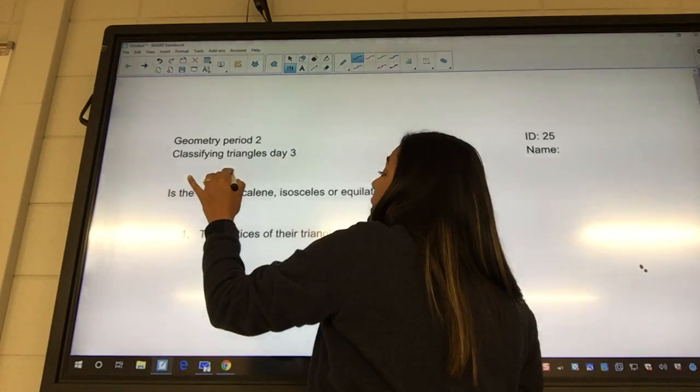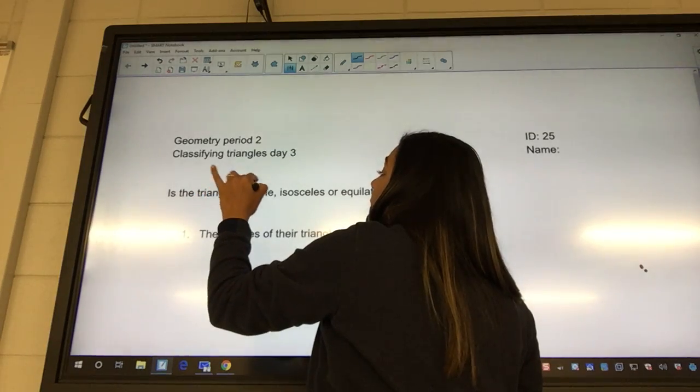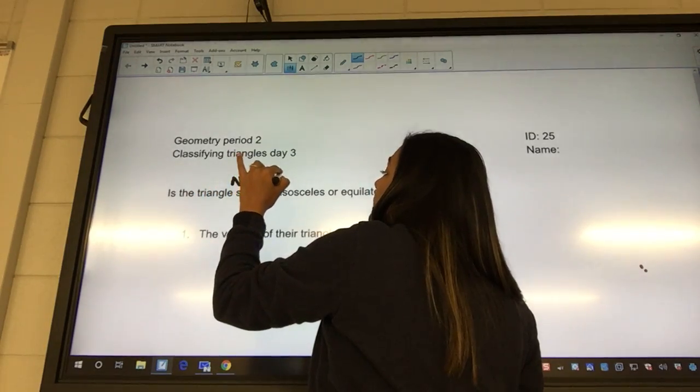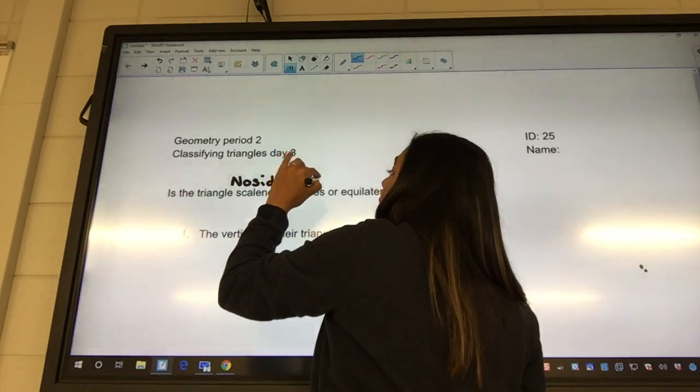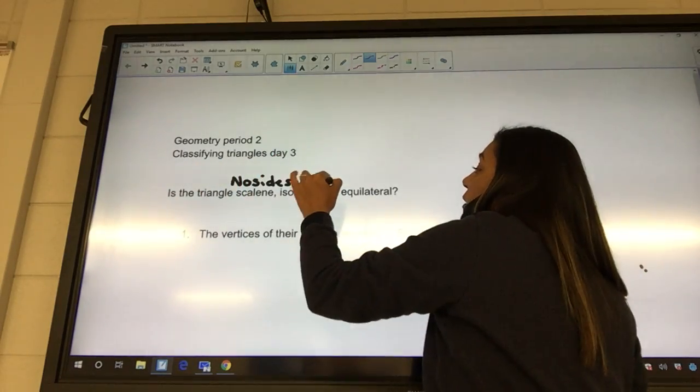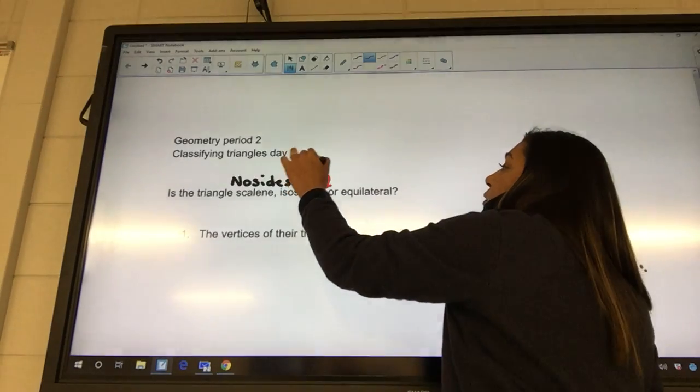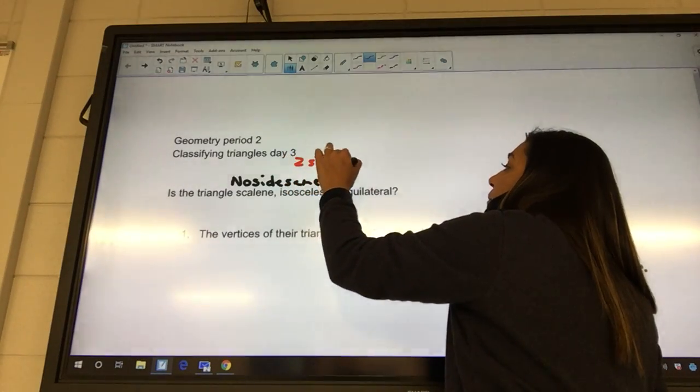The sides are different. So no sides the same. Okay, and I should have wrote somewhere else. But what about an isosceles? 2 sides are the same length. 2 sides same.